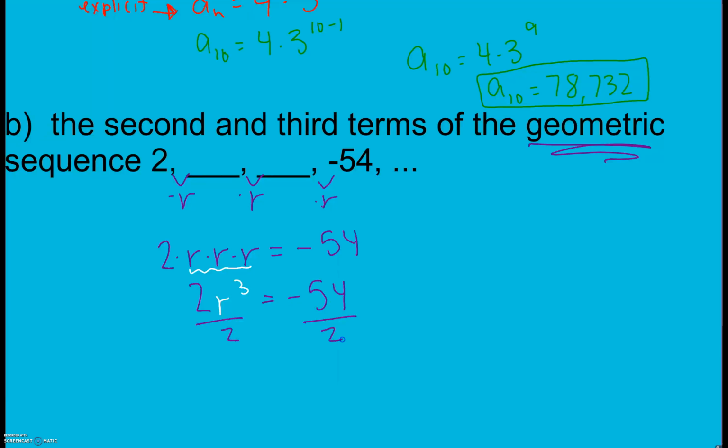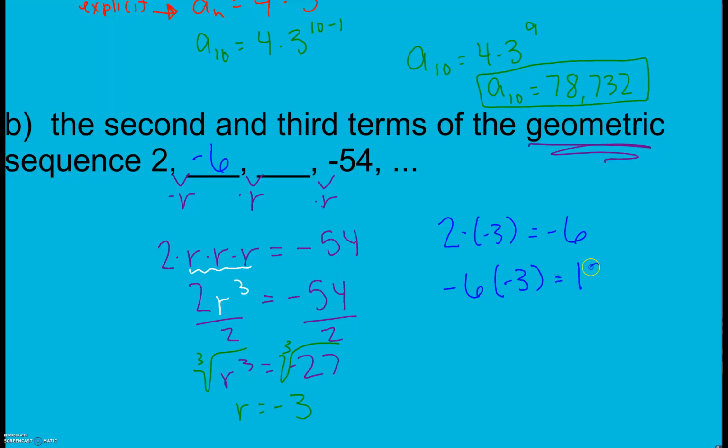Divide by 2 to get r by itself. And to get rid of a cubed, we take the cube root. And r is going to be negative 3. Now that I have that, in order to find my values, I can take where I started times my r to get my next value. I'm going to use the recursive formula here. I take my previous term times my r value and get my next term. I'm going to do it one more time just to double check and make sure I get to negative 54, and I do. So negative 6 and 18.